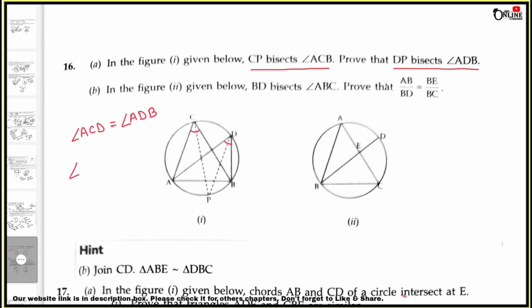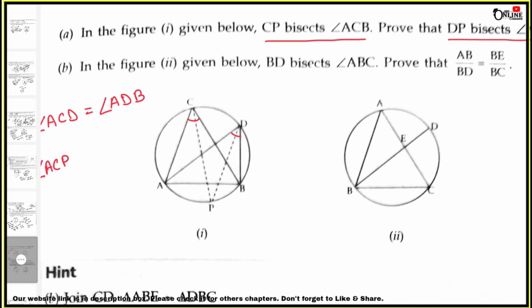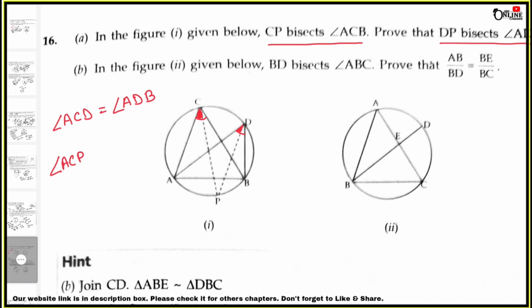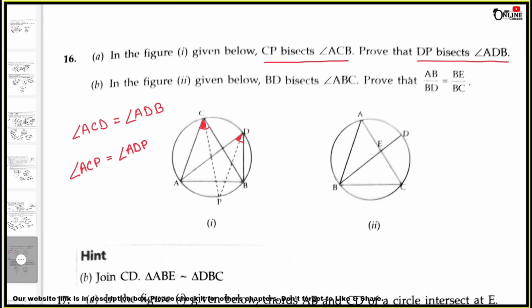I repeat, angle ACP. Angle ACP means this portion, this red one. It's angle ACP and angle ADP, this portion. Okay, these two angles are also equal because these two angles also lie on the same segment. Now, in your problem, it's given that CP bisects angle ACB. That means angle ACP equals half of angle ACB.